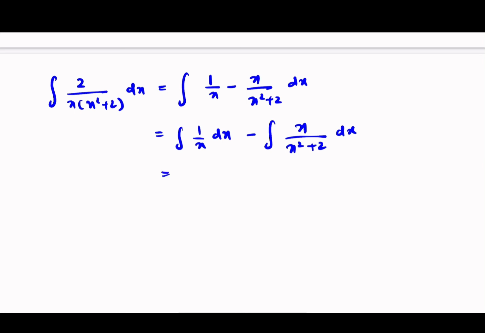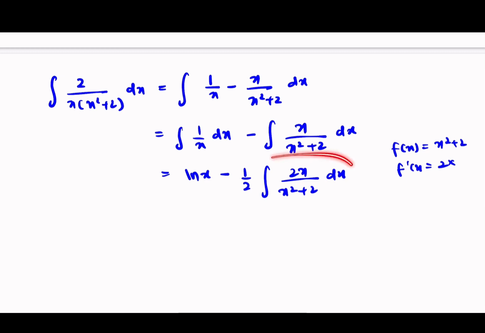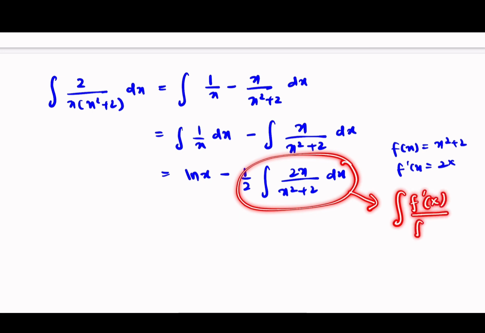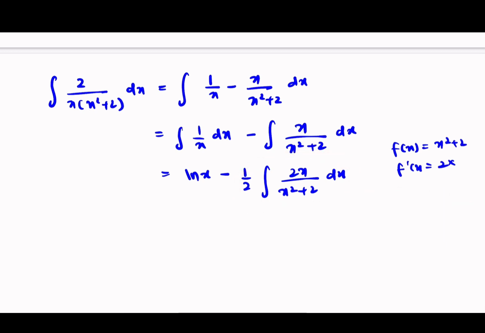So, untuk integration 1 over x, dia akan jadi ln x. Untuk integration x over x squared plus 2, saya akan guna formula. So, di mana saya tahu fx saya adalah x squared plus 2. Bila differentiate, dia akan jadi 2x. So, means that sini akan jadi 1 per 2 integrate 2x over x squared plus 2. And as a whole, this function adalah integration of f prime x over fx, which is, dia akan bagi jawapan saya adalah ln fx. So, sini akan jadi ln x minus 1 over 2 ln x squared plus 2 plus c.